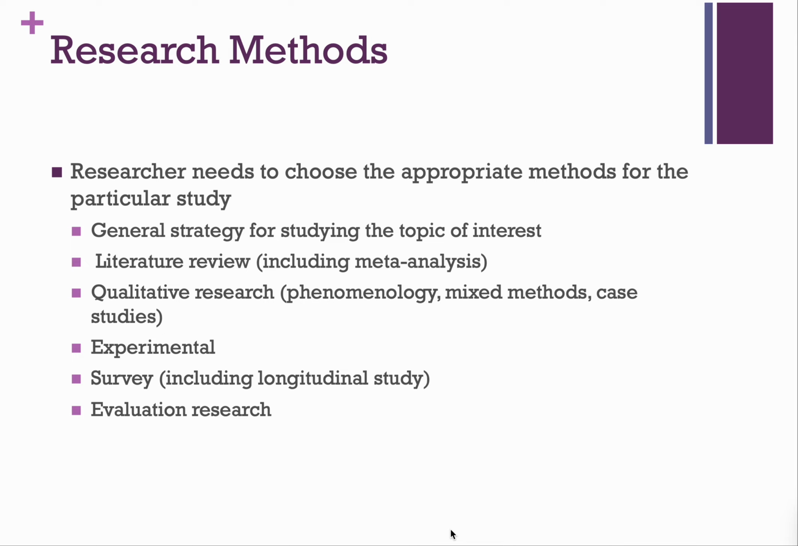Researchers need to choose the appropriate methods for a particular study. So they use a general strategy for studying the topic of interest, which includes doing a literature review, which can include meta-analysis. You also use qualitative research, which can be of phenomenology, mixed methods, and case studies type. Or you can do an experiment in the lab. You can also do a survey, including longitudinal study, meaning year by year survey, and then you can also do evaluation methods. These are different types of methods.